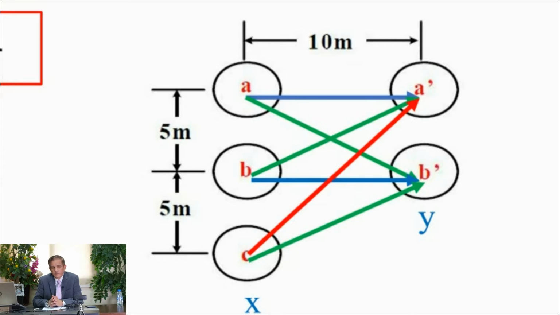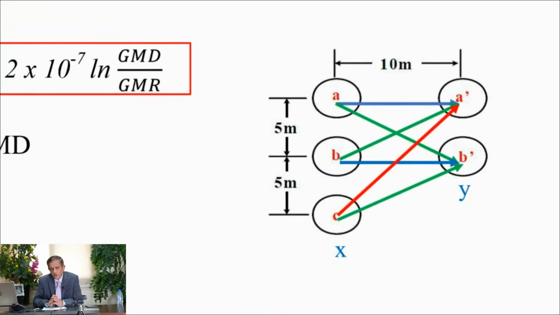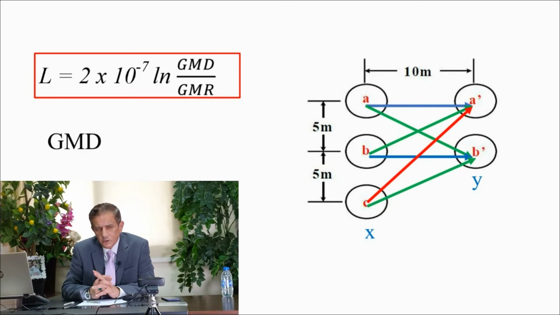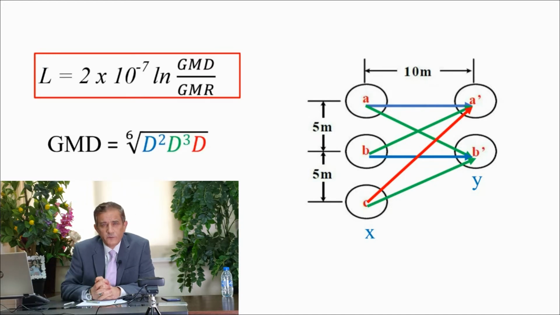The simple thing for GMD in any question is to see how many spacings there are between the conductors, multiply them, and raise them to the power of 1 over their number. I have 6 spacings, so I multiply them together to the power of 1 over 6. If you look at the figure, the distance is 10 meters; the blue ones are identical, so they are d squared. The others I can find by Pythagoras, simple.